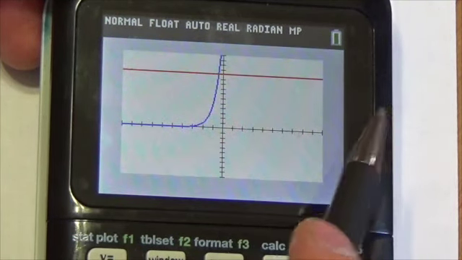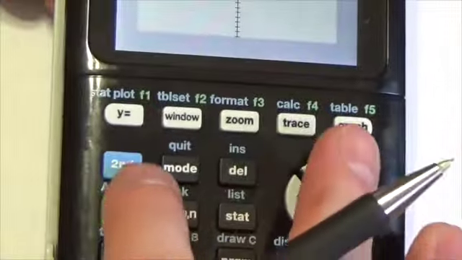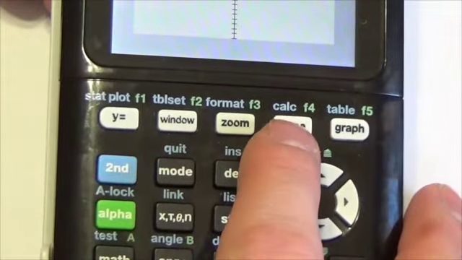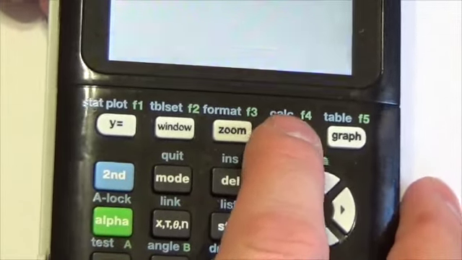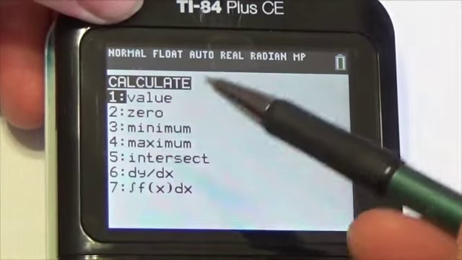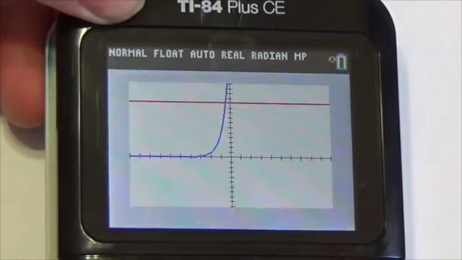Okay, and that line keeps going. So now to find the point of intersection, I will press second trace to get into that calc menu. That's what I'm trying to access. I'm looking for number 5, the intersection feature.